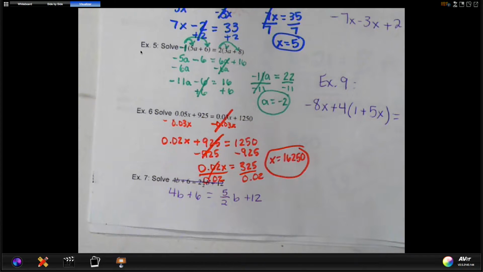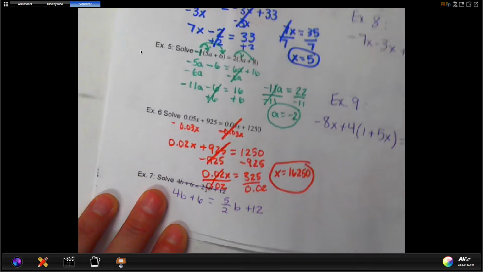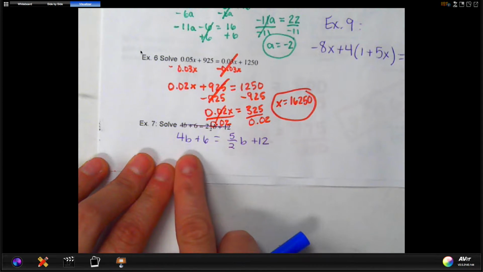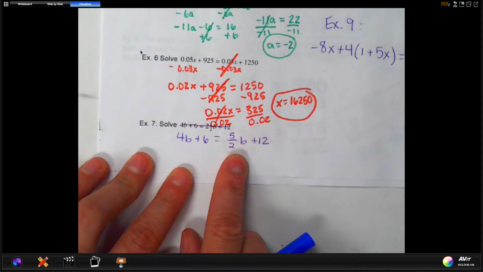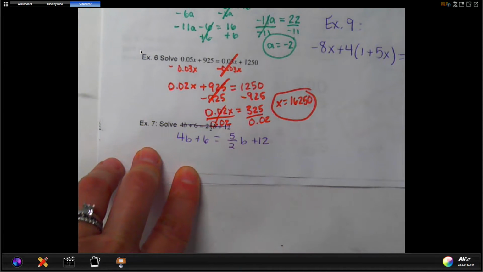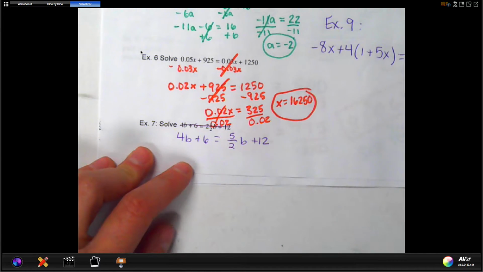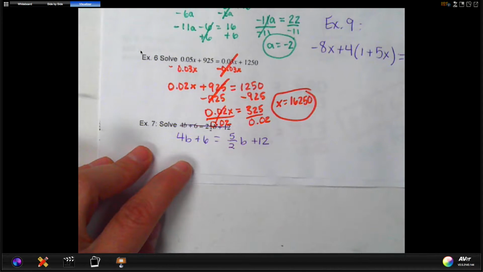Example 7 I ended up changing if you are out of the packet that I originally gave you. And we're going to use this example instead. We're going to use 4b plus 6 equals 5/2 b plus 12. Okay, so this time we have a fraction coefficient here, and I'm going to show you how to put these in a calculator if you are struggling with fractions.